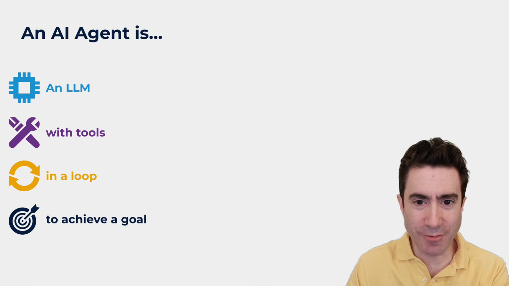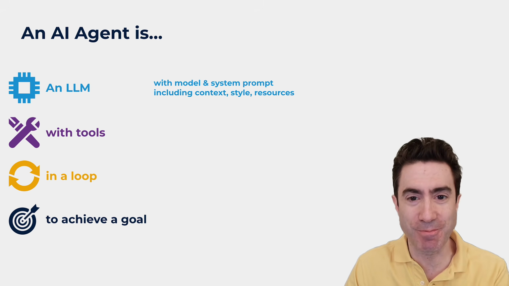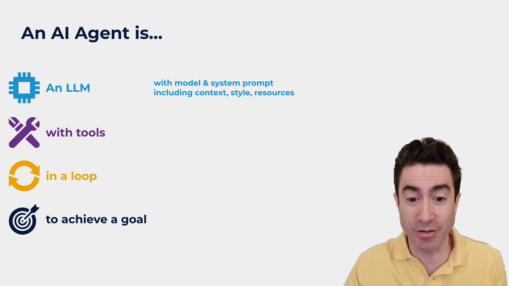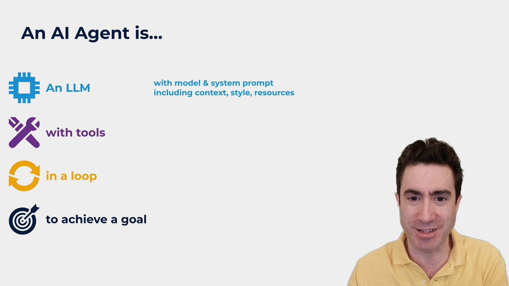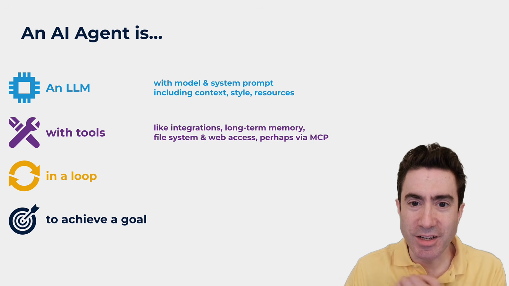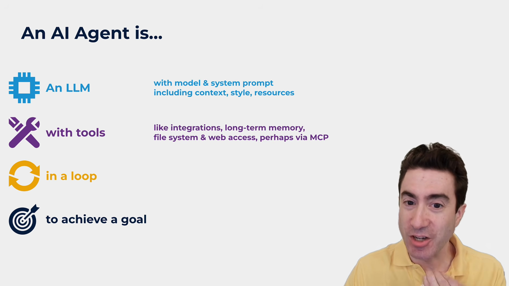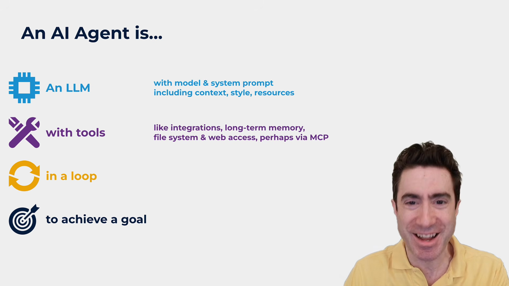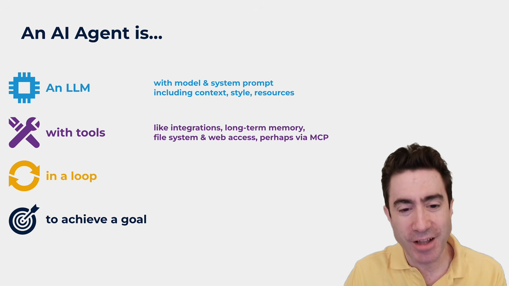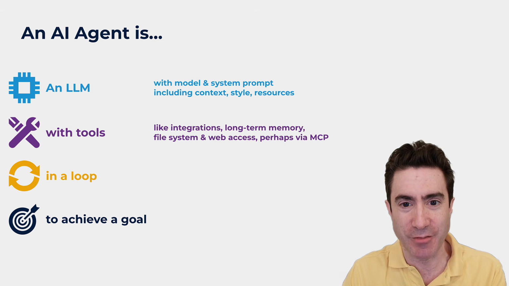And to take it one level deeper, when we say an LLM, we really mean a model choice and a system prompt or instructions, which includes the context, what style to use, what resources you have access to. And by tools, we mean customizing our agent so it has access to integrations, perhaps to long-term memory, a RAG retrieval perhaps for Agentic RAG like my other videos, giving it file system and web access, and perhaps using MCP servers to deliver these capabilities.